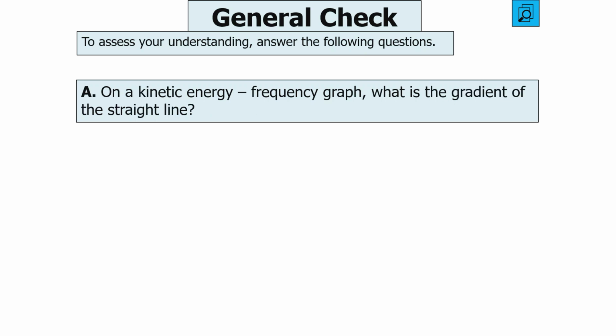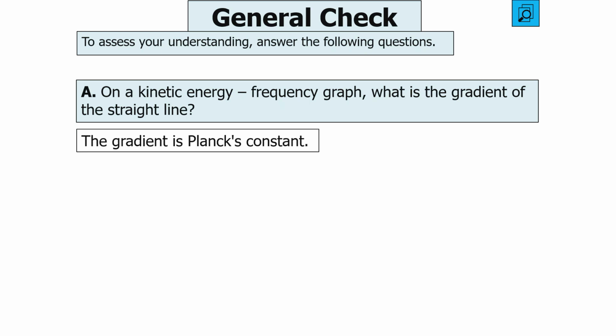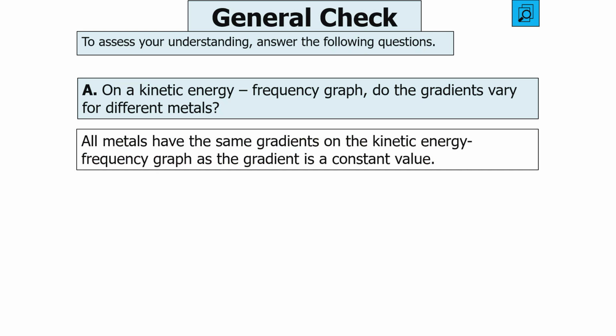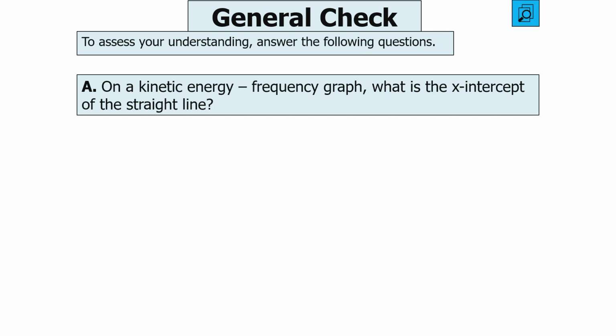On a kinetic energy frequency graph, what is the gradient of the straight line? Pause the video now, unpause the video when you want to go through your answer. The gradient is the Planck constant. On a kinetic energy frequency graph, do the gradients vary for different metals? Pause the video now. All metals have the same gradient on the kinetic energy frequency graph, as the gradient is a constant value. It's the Planck constant. On a kinetic energy frequency graph, what is the x-intercept of the straight line?